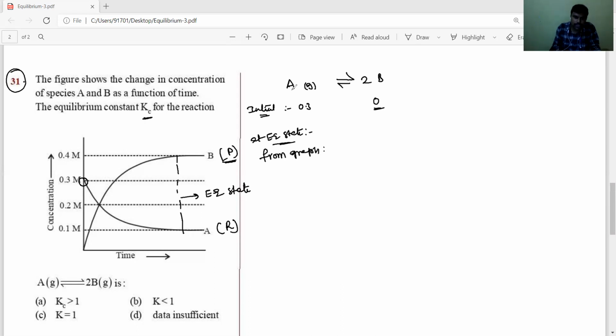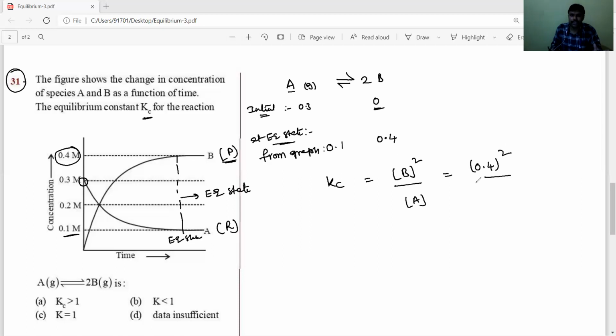How much concentration of A is there, dear students? This is the equilibrium state. The concentration of A gradually decreases and it is fixed. How much? 0.1. And the concentration of B is fixed. It is 0.4. And Kc is equal to the concentration of B whole square by the concentration of A, so 0.4 whole square by 0.1.